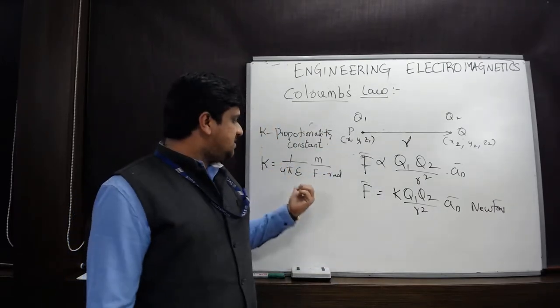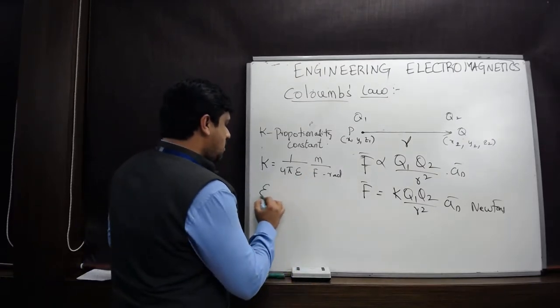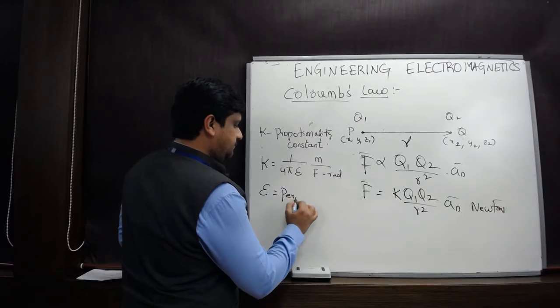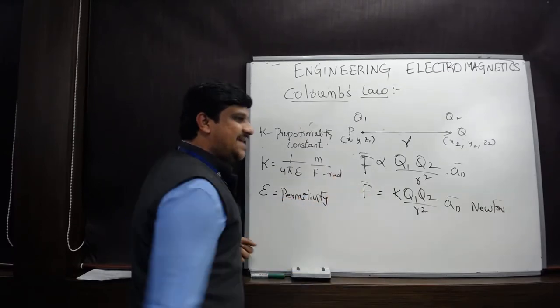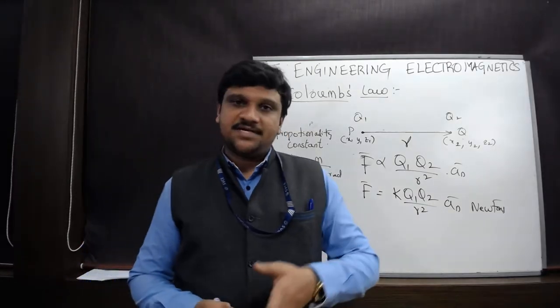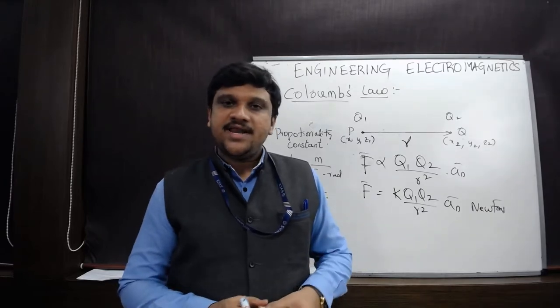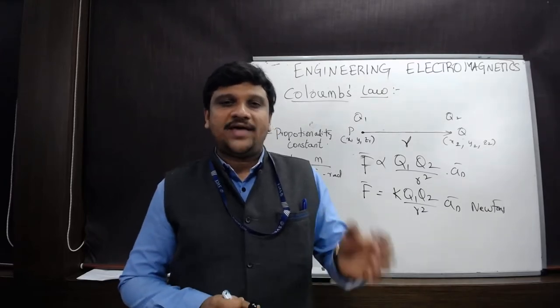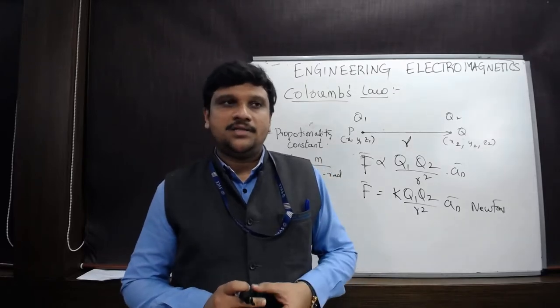Here I want to discuss the epsilon. What is this epsilon? Epsilon is called permittivity. So what exactly does permittivity mean? Permittivity is a measure of how much electric energy a substance can hold in it. So that is said to be the permittivity.